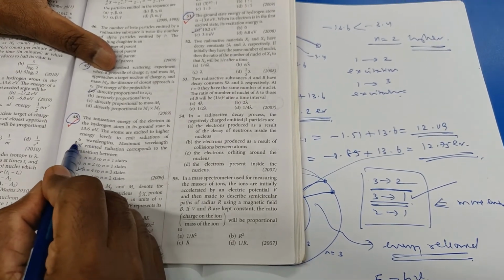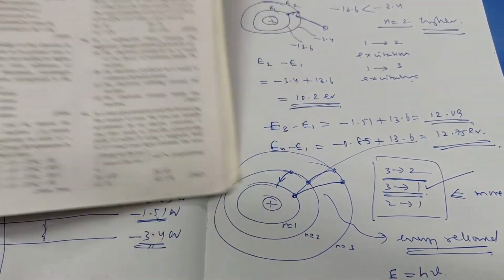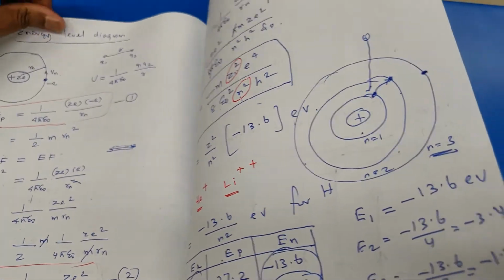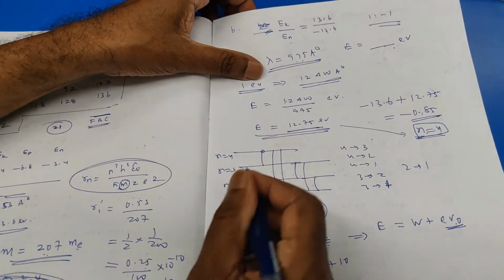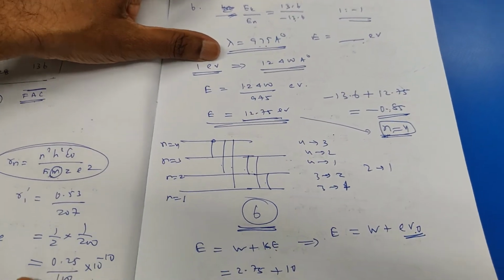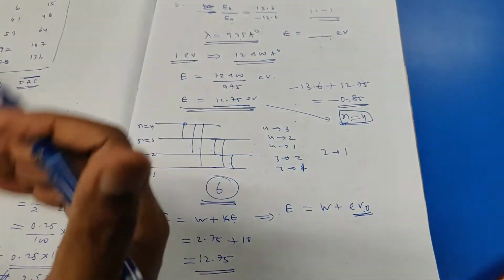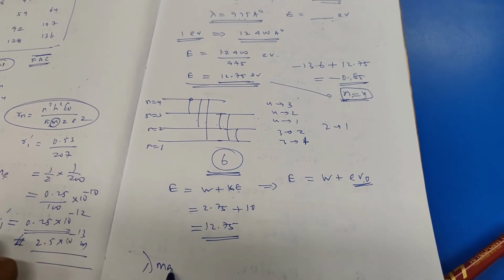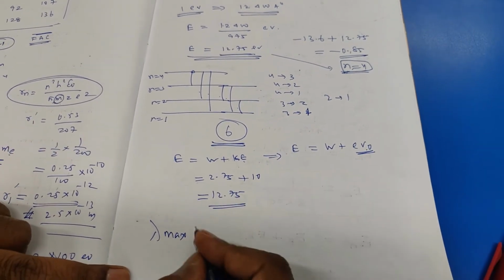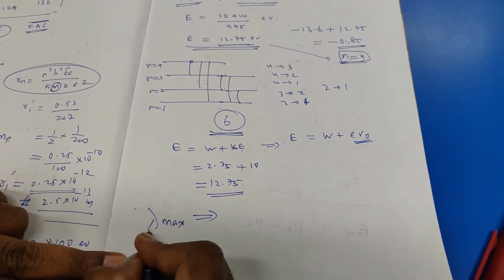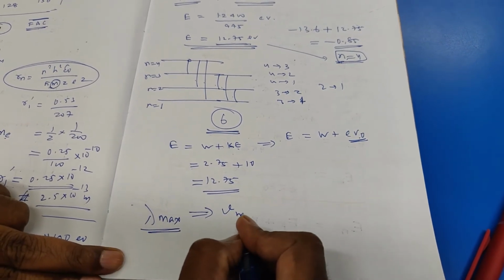Okay, find out. There are 6 wavelengths possible. That means, just now we have discussed, when N is equal to 4, there are 6 wavelengths possible. So here, what is the largest wavelength? That is the question. Maximum wavelength. I told you maximum wavelength means what we should do? Minimum energy. Maximum wavelength means minimum frequency.